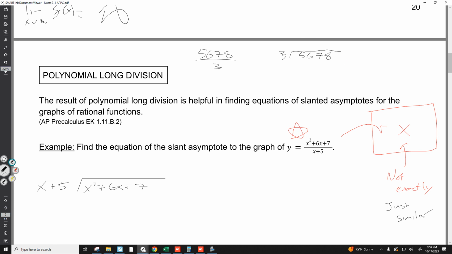You're like, okay, I want to try to get rid of the 5. I'm going to put a 1 here. And then I multiply 3 times 1, and I get 3.